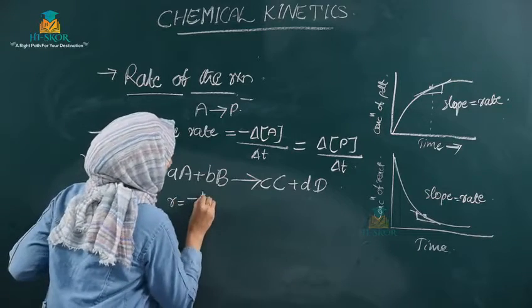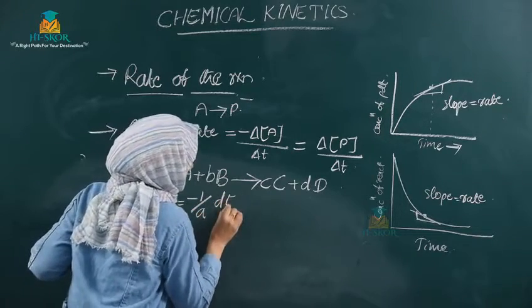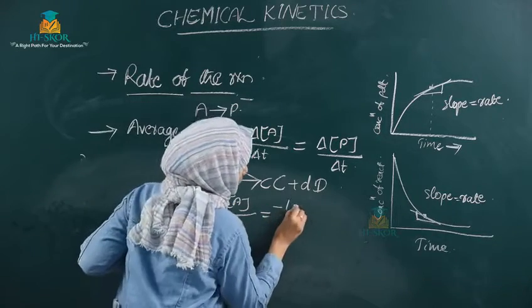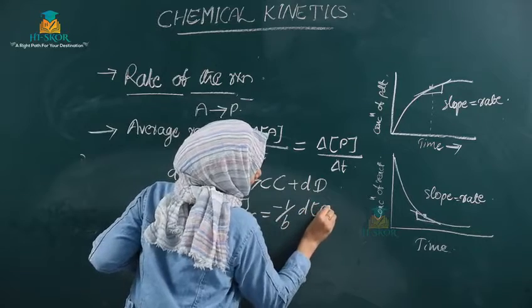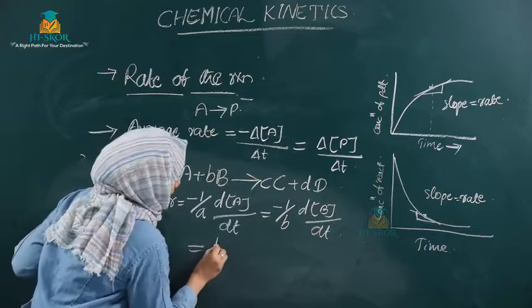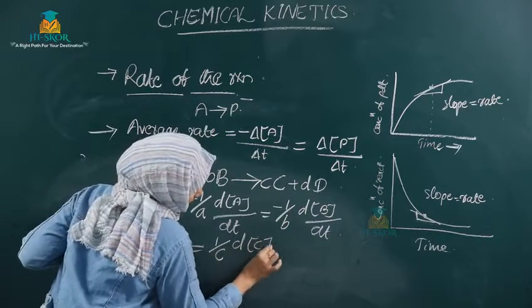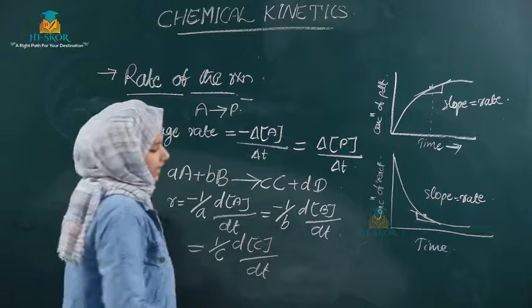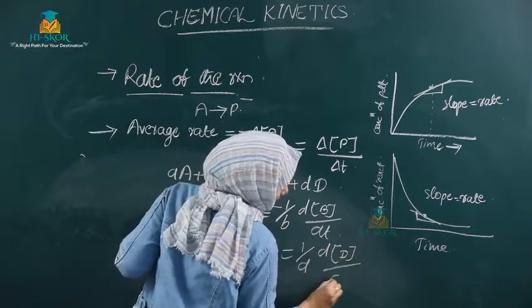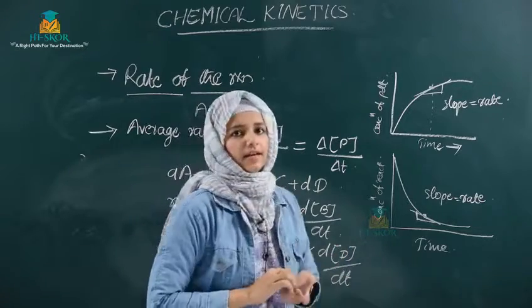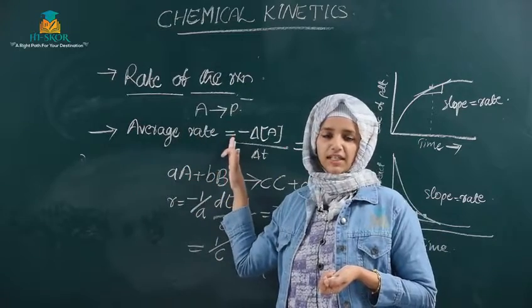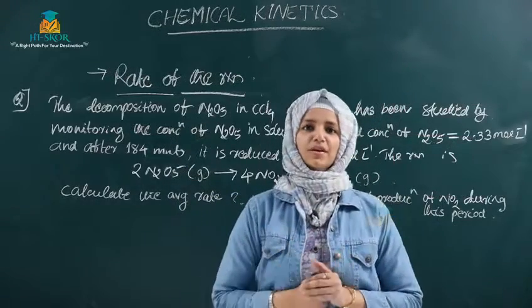So that is minus 1 by a into dA by dt, equal to minus 1 by b dB by dt, equal to 1 by c dC by dt, and equal to 1 by d dD by dt. Okay, so this is the way you have to represent the rate of the reaction. Now we will go for a problem.